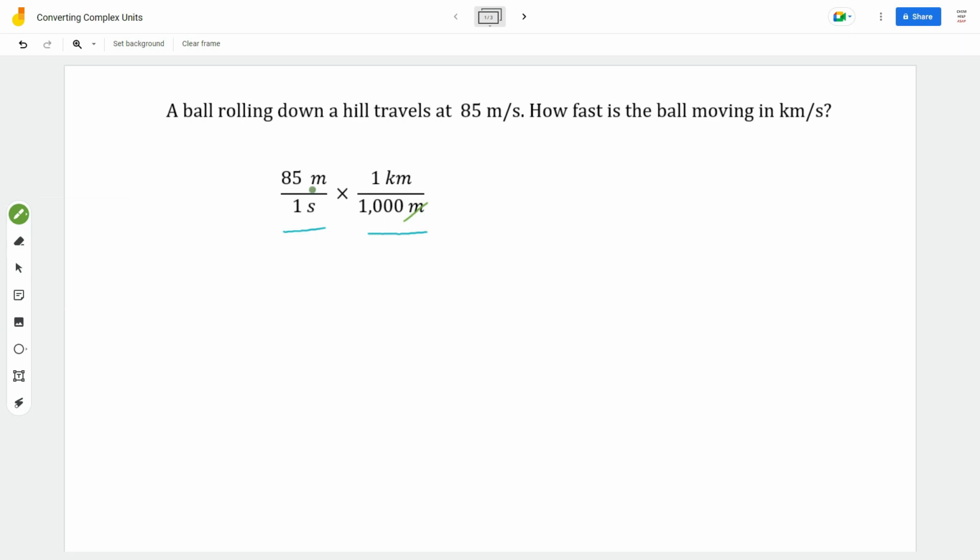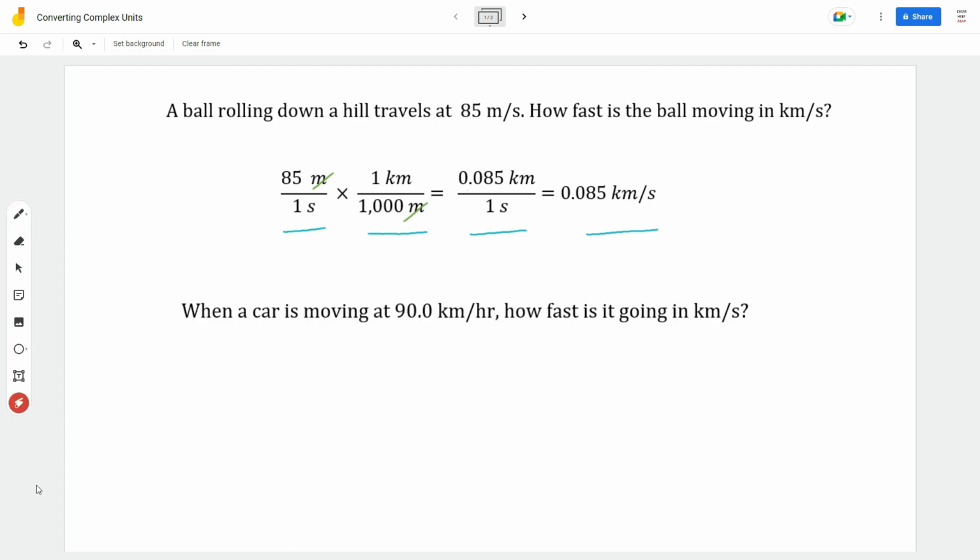My meters have canceled. And now you can see I have kilometers, and I've just left the seconds alone. They still remain in the denominator. They're just kind of hanging out. Now let's grab our calculator and do our math. I'm going to take 85 and I'm going to divide by 1,000. Here is my final answer, 0.085 kilometers per 1 second. But if you prefer, you can also write it like this. Again, that's still 0.085 kilometers per second.